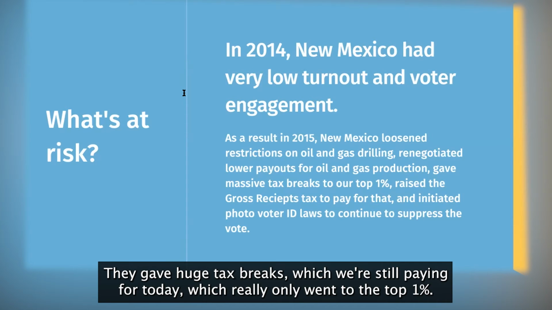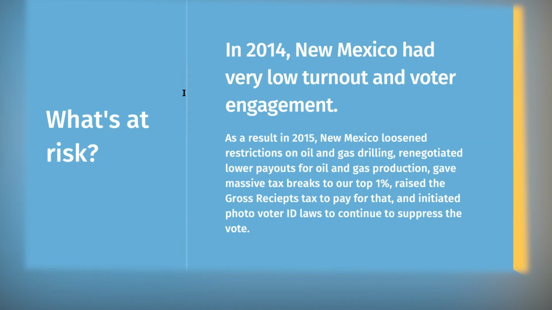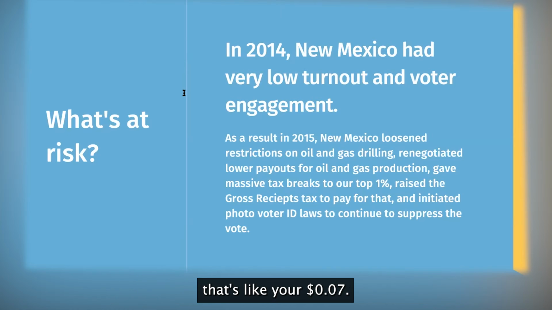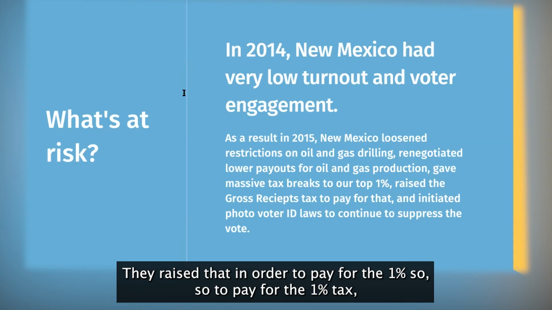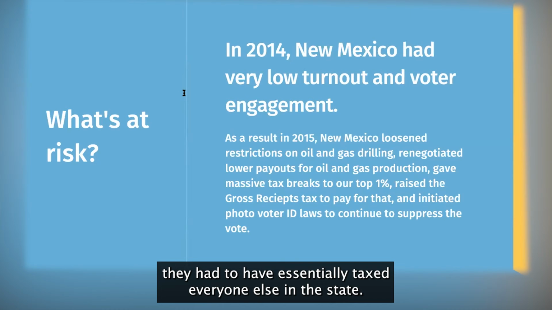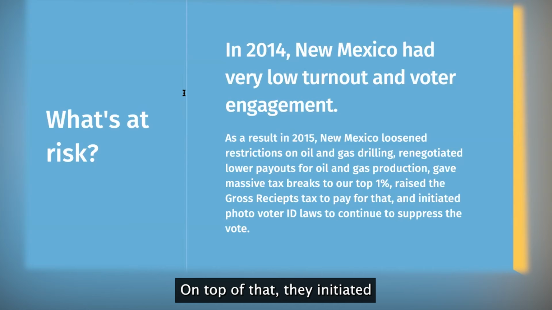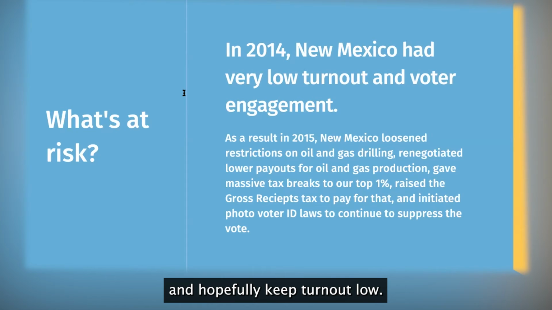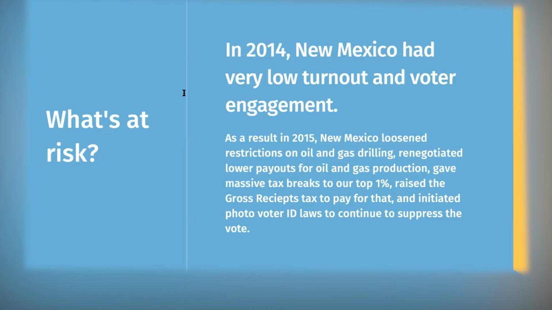They gave huge tax breaks, which we're still paying for today, which really only went to the top 1%. And in order to pay for that, they raised gross receipts tax, which is what you pay at the grocery store. That's your 7 cents. They raised that in order to pay for the 1%. So to pay for the 1% tax, they had to essentially tax everyone else in the state. On top of that, they initiated photo voter ID laws to continue to suppress the vote and hopefully keep turnout low. Luckily, that wasn't the case in 2016.